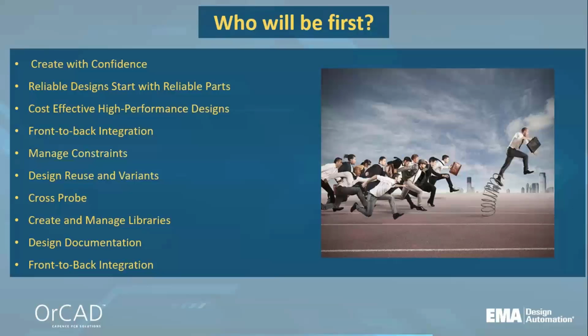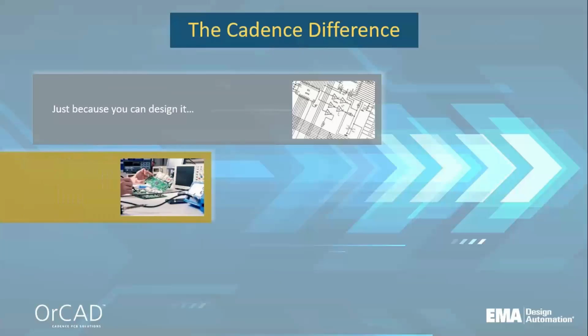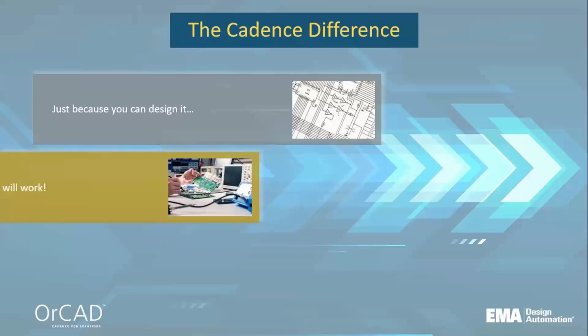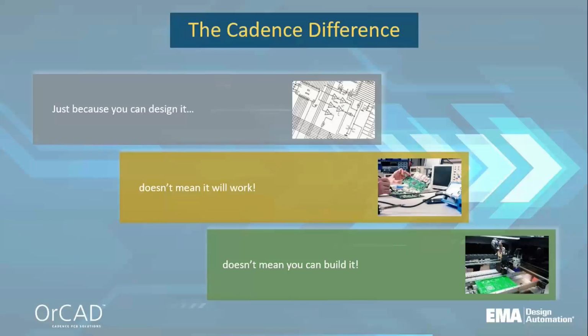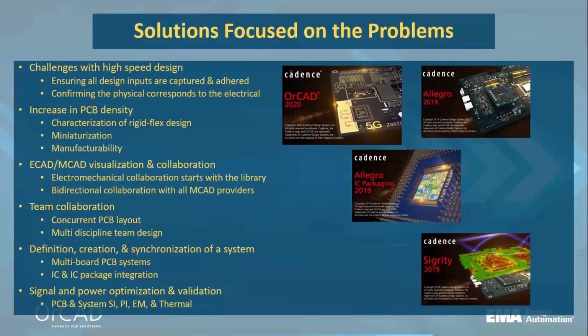The Cadence difference is that just because you design it, it doesn't mean that it's going to work, and it doesn't mean that you can build it. So being able to have solutions for these kinds of problems is very important. Some of the challenges with high-speed design are ensuring all design inputs are captured and adhered to. You want to make sure you're conforming to physical and corresponding electrical constraints, increased PCB density, characterization of rigid-flex design. We've got miniaturization and manufacturability, which is very important in our high-speed designs.